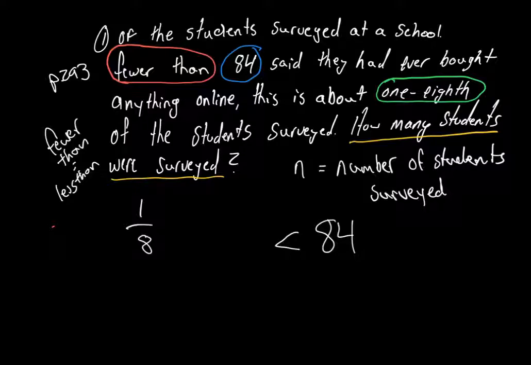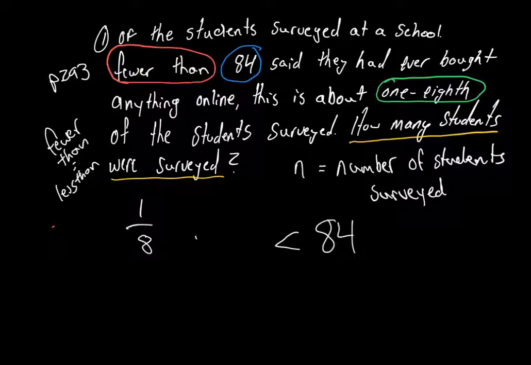So when we read the problem, you'll notice that it said 1/8 of the students surveyed. Remember at the beginning of the problem when we assigned a variable n, the number of students that were surveyed? So what I'm going to do is put these two together. 1/8 of the students surveyed, I'm going to put 1/8 times n. And here's my inequality. 1/8 times n has to be fewer than 84.